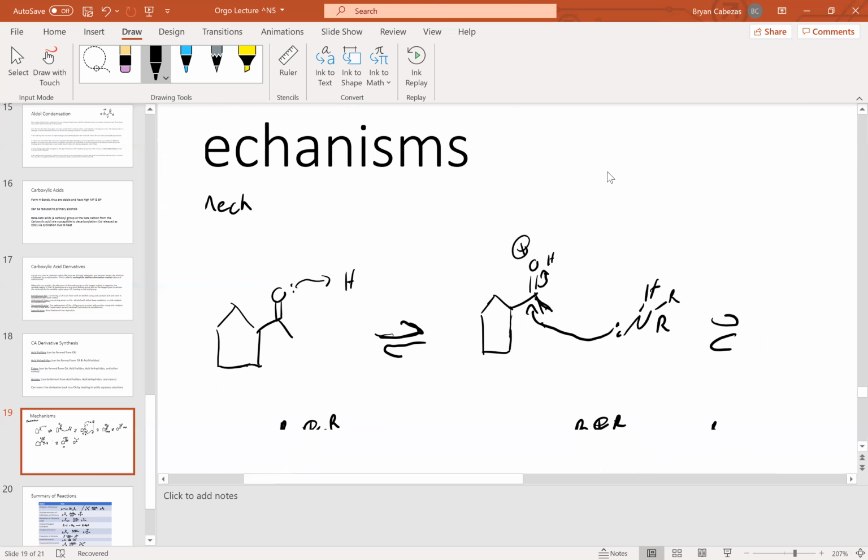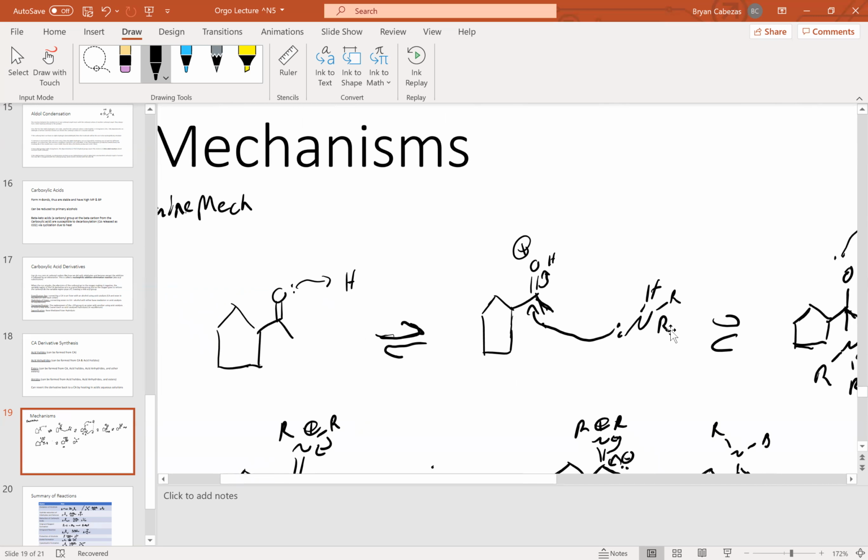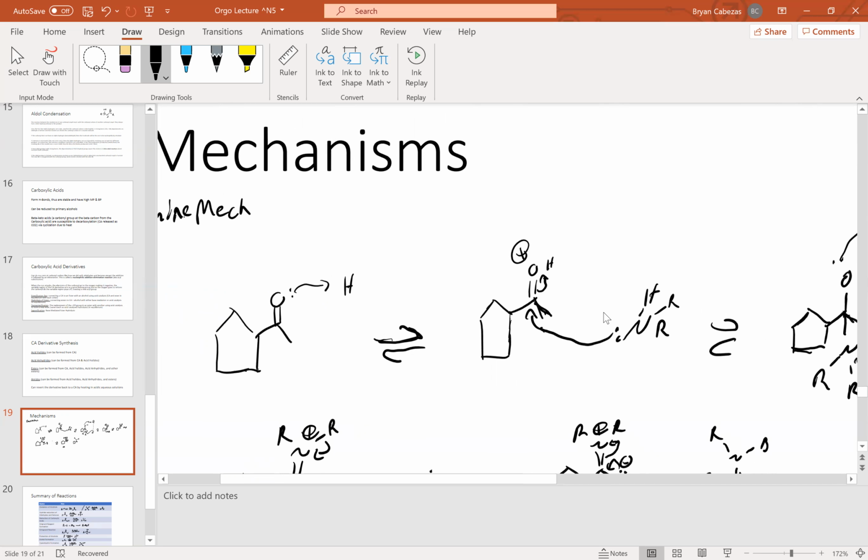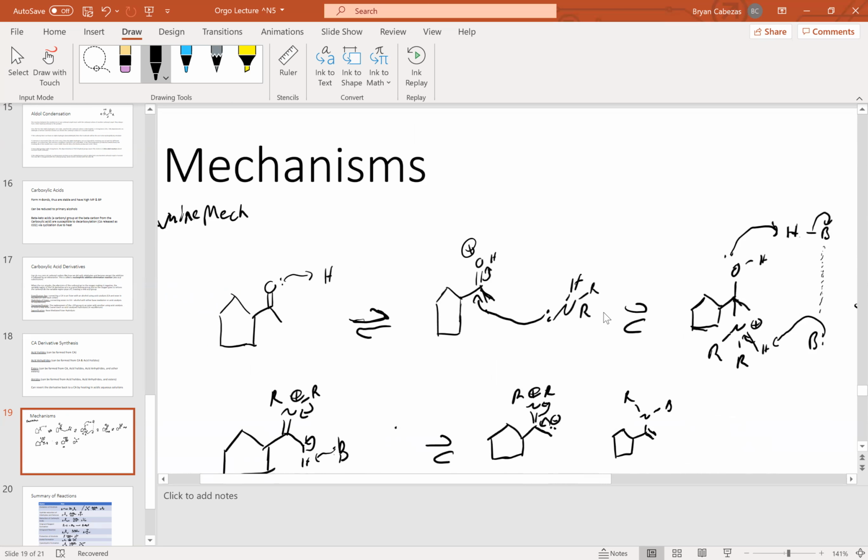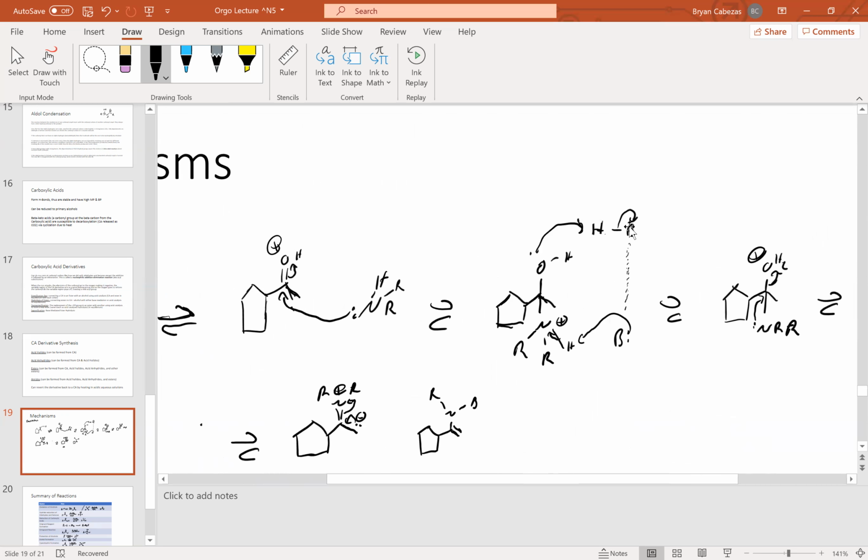So we protonate the oxygen on the carbonyl. Our secondary amine is going to come in and bind, right? Because it has a lone pair of its own. It's going to bind on that electrophilic carbon, and then we're going to have our base. It's going to have one of its hydrogens removed by the oxygen. The base is going to travel down. It's going to remove the hydrogen off our secondary amine.